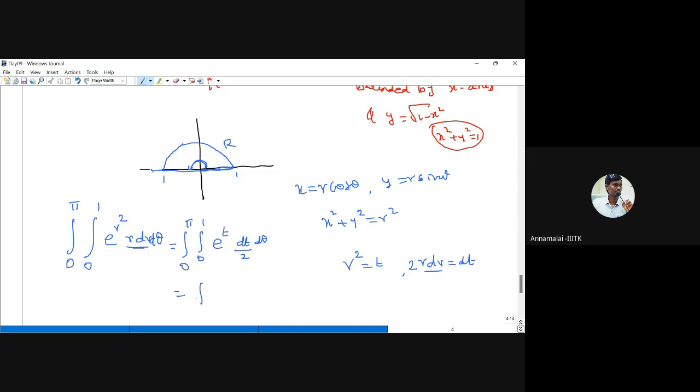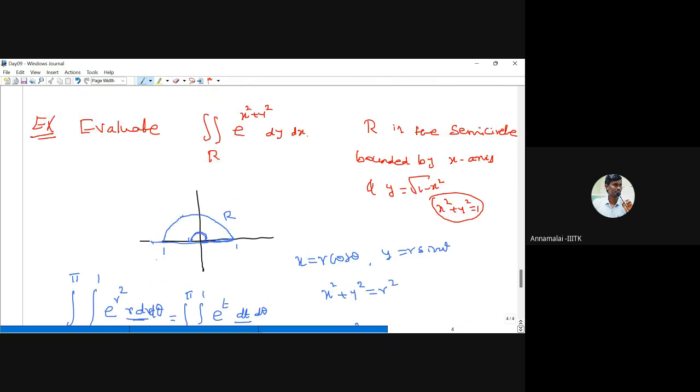So I can take 1 by 2 outside, integral from 0 to pi. Integration of e power t is e power t. If you substitute the upper and lower limits, you get e power 1, which is e, minus e power 0, which is 1, into d theta. Again e minus 1 is a constant, and if you integrate this, we get theta. Substituting the upper and lower limits, we get pi. Therefore totally we get pi by 2 times e minus 1. So this is the value over the region.